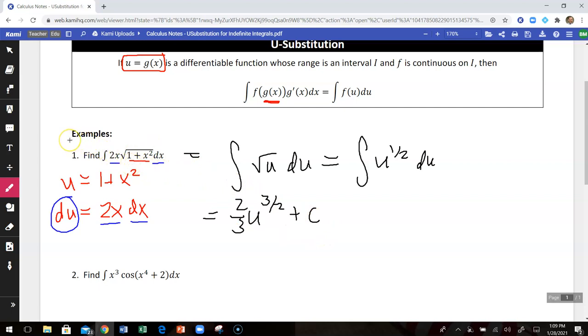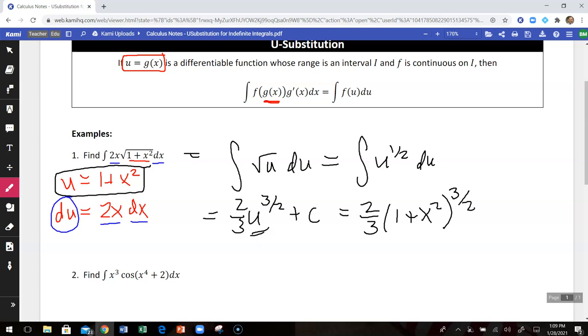So the last thing you are going to do, after you take the antiderivative, is go back and resubstitute in for u what we let u be, which was 1 plus x squared. I'm just replacing the u here with that, and then again plus c. And at that point, we would be done.